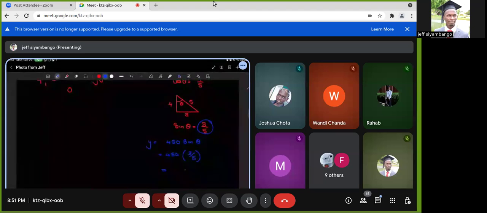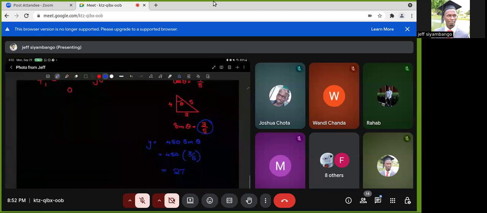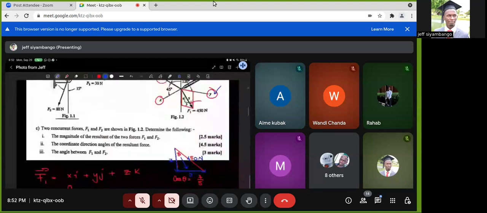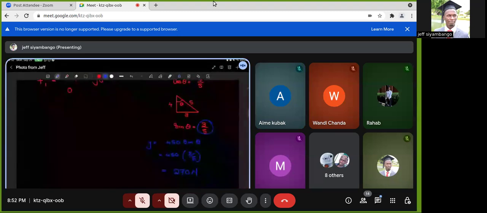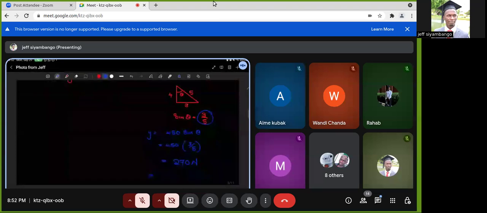What is this product? Is it 270? Yes, that is correct. Okay, so these are in newtons, the forces, so we go with newtons there. In the same way, we can get the z component.